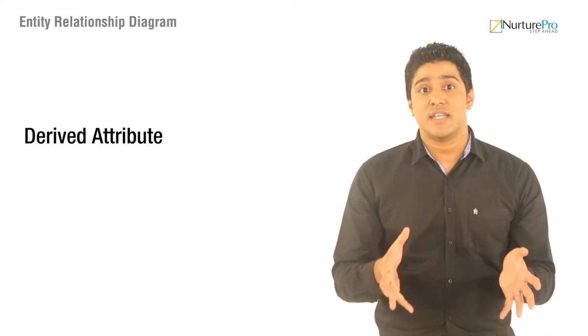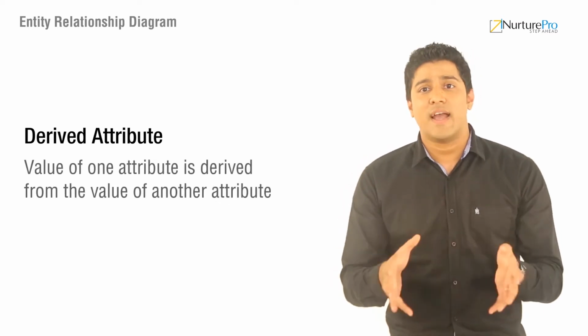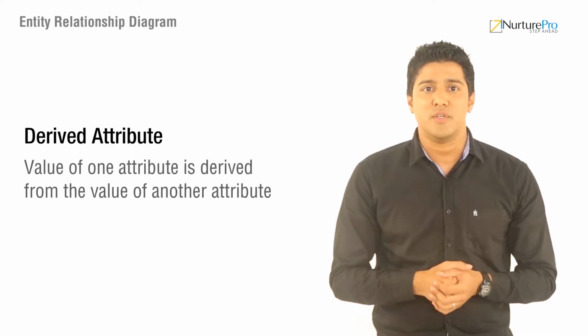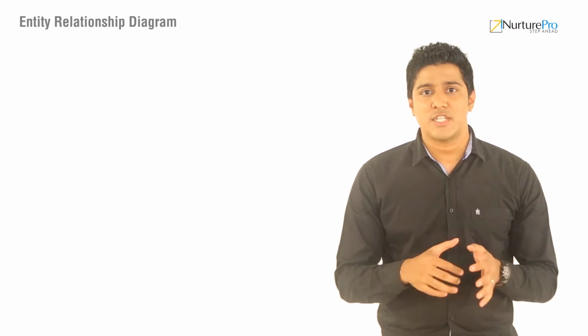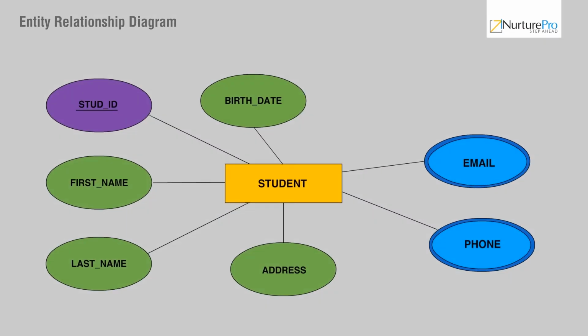Derived attributes are the attributes that do not exist in the physical database, but their values are derived from other attributes present in the database. A derived attribute is represented using the symbol dashed ellipse. Continuing with our example, a student's age can be derived from the birth date attribute.